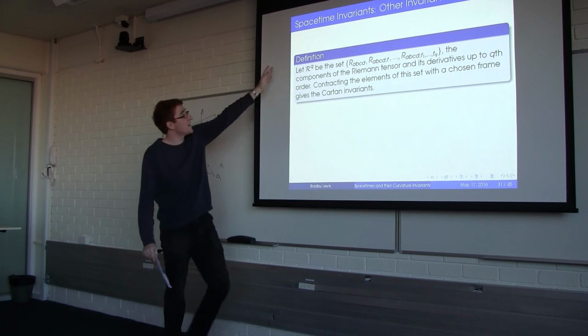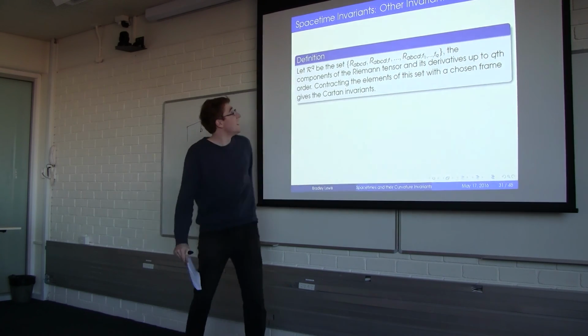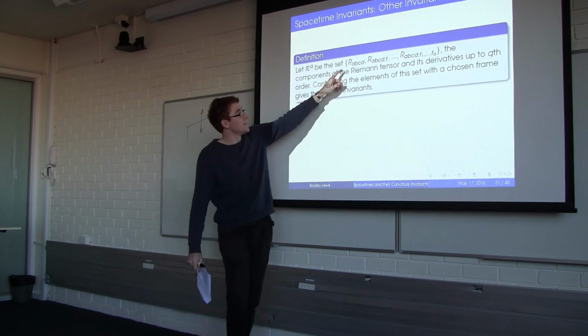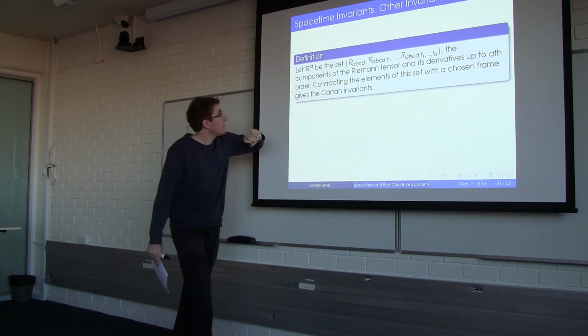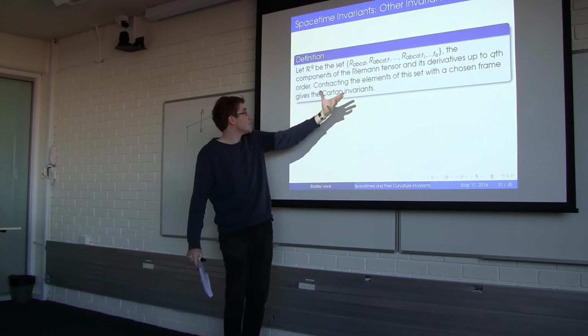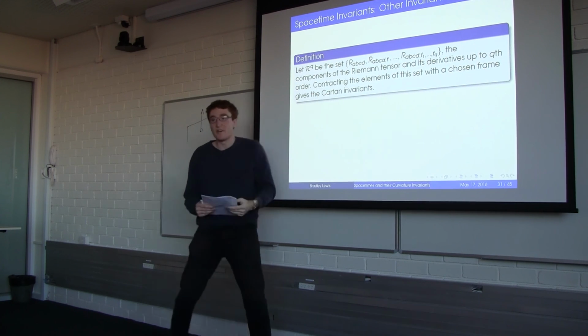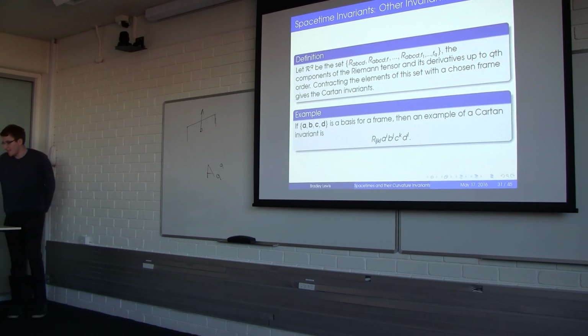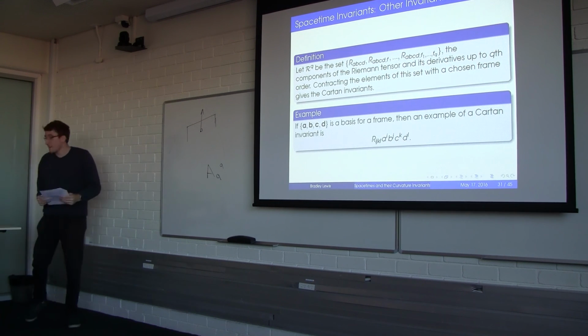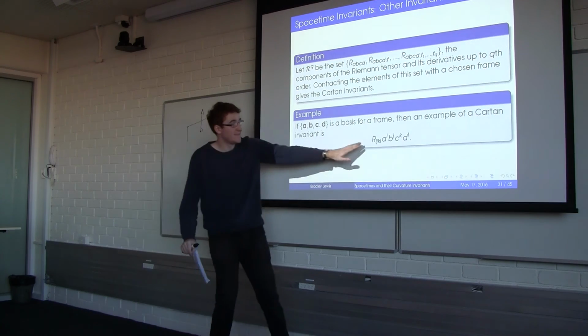And so here we have what are called the Cartan invariants. If you have R^q being the set of the Riemann tensor and its derivatives up to the qth order, then contracting that with a basis gives you the Cartan invariants. And for example, if a, b, c, d is a basis, then an example of a Cartan invariant is this.